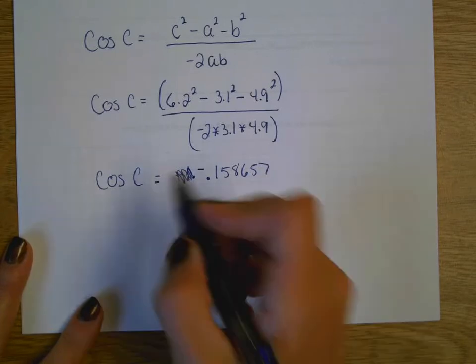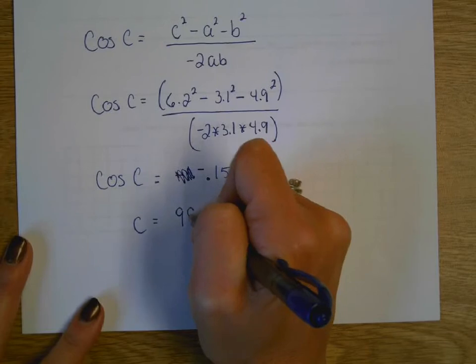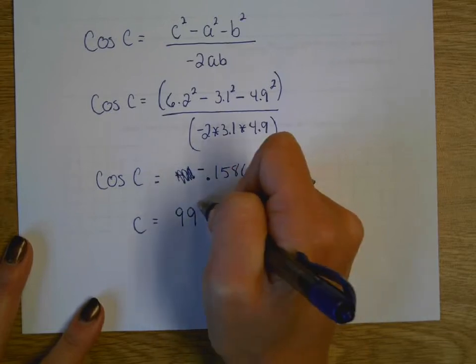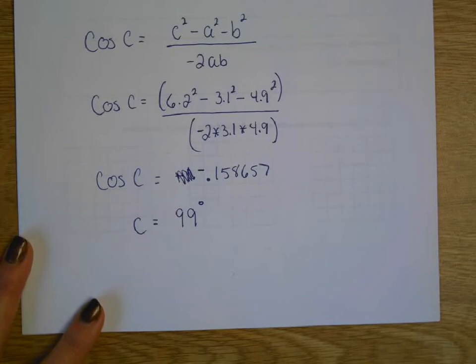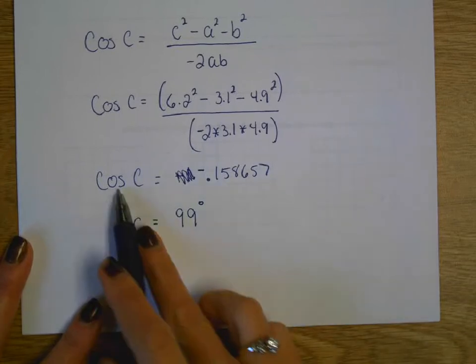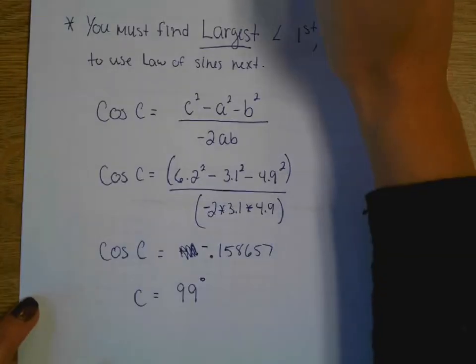And then do inverse cosine, and what'd you get? 99. What did you just do? Inverse cosine of the answer. 99. Okay, so we found angle C is 99 degrees.